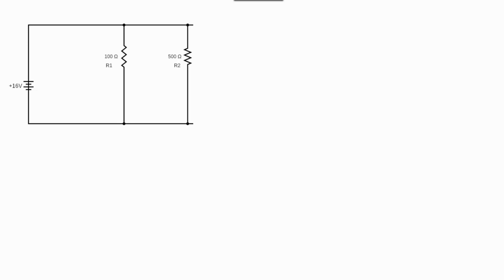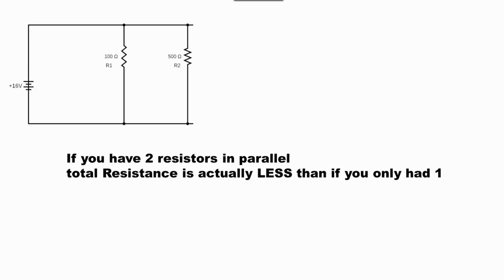For resistors in parallel, it's less intuitive. In fact, if you had 2 resistors in parallel, the total resistance is actually less than if you only had 1. How can this be? Let's go back to our highway analogy again.